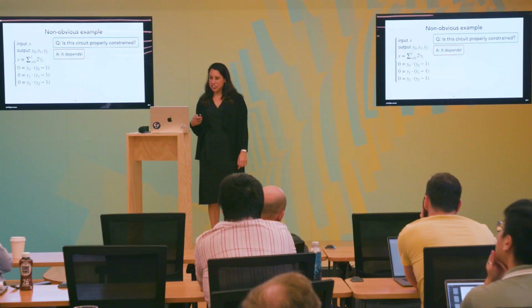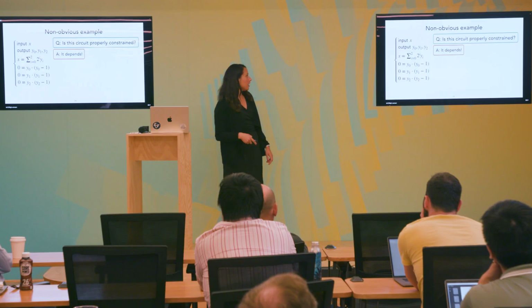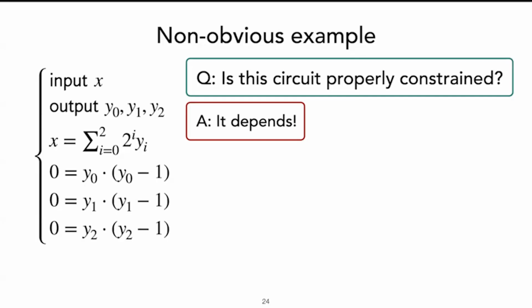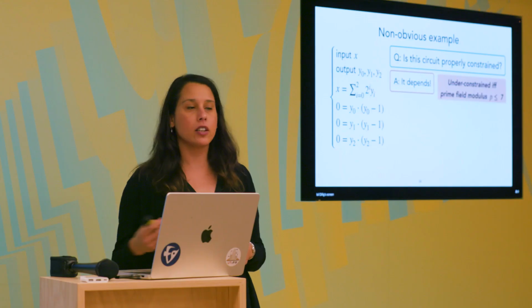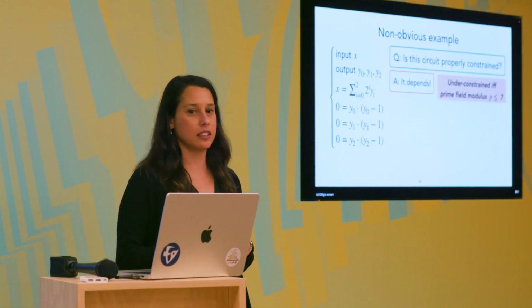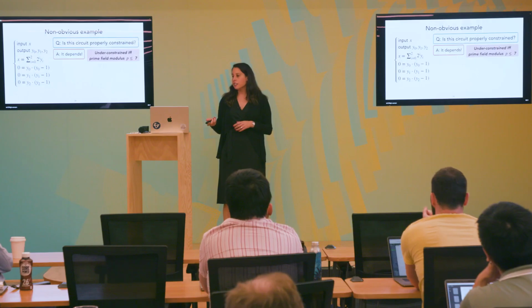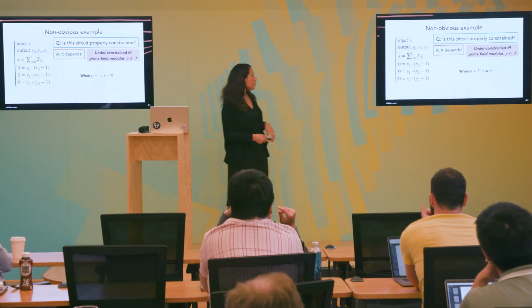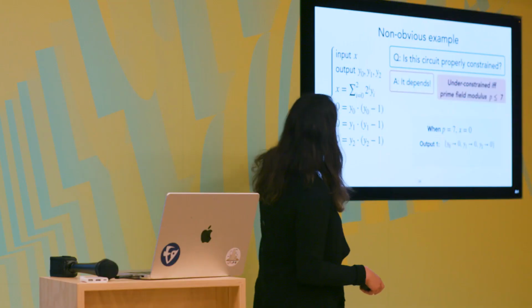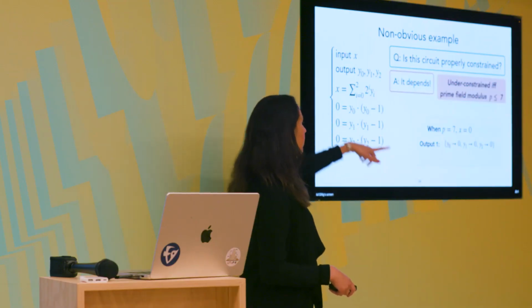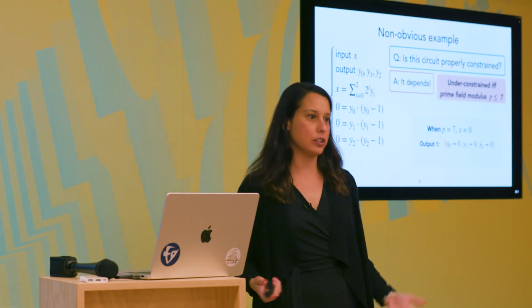The issue here, whether the circuit is properly constrained or not, depends on what finite field we're working in. It depends on what the p-value is. It turns out if p is less than or equal to 7, then this circuit is going to be under constrained, but as long as p is greater than 7, then it is in fact properly constrained. To see why, let's consider what happens when p is 7 and x is 0. Clearly one possible satisfying assignment sets all of the outputs yi to 0, because each yi is either 0 or 1, and if you sum up a bunch of zeros, you get 0 equals 0.